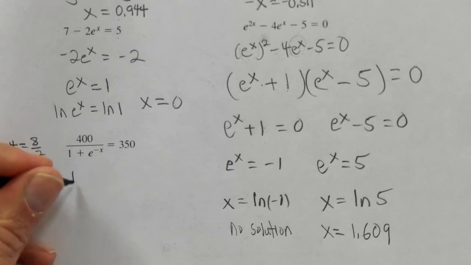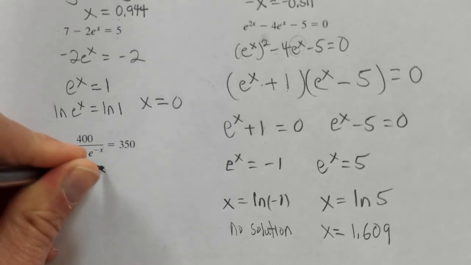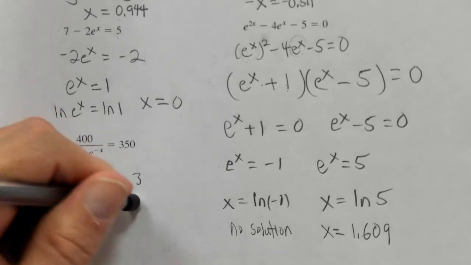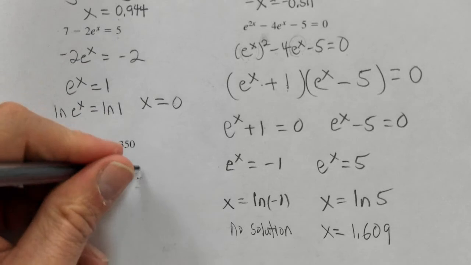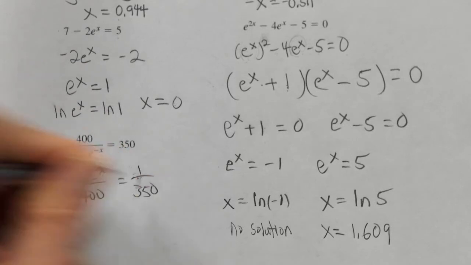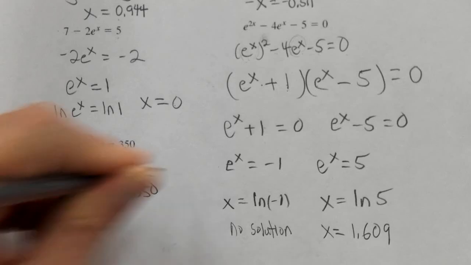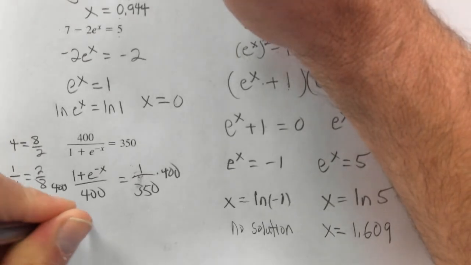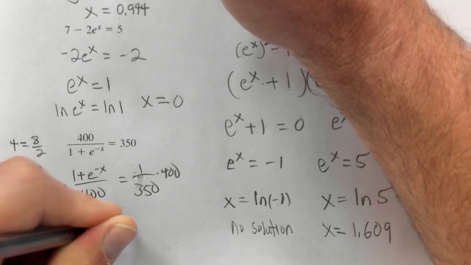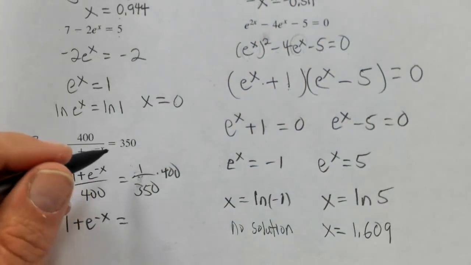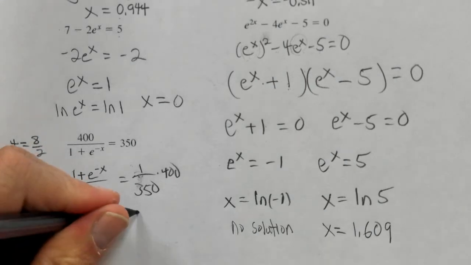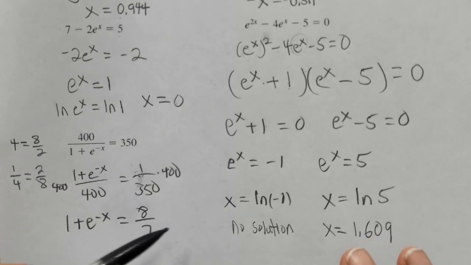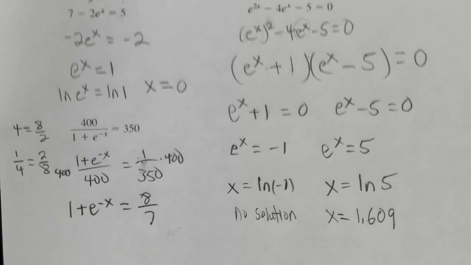So I'm going to flip this and go 1 plus e to the negative x over 400 equals 1 over 350. Got to take the reciprocal of both sides. Now let's multiply both sides by 400. We'll get that to cancel. Now on this side we've got 1 plus e to the negative x equals, if you were to multiply that out, 8 over 7, because 50 goes into 400 8 times, and 50 goes into 350 7 times.